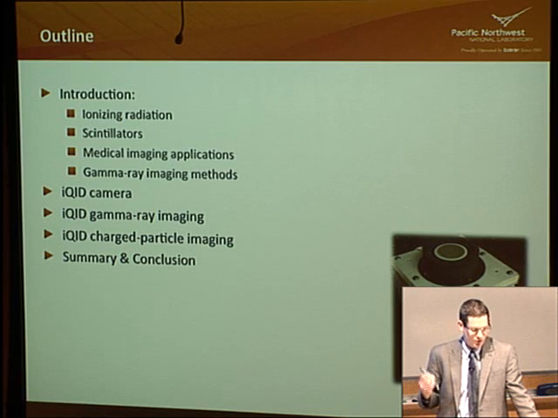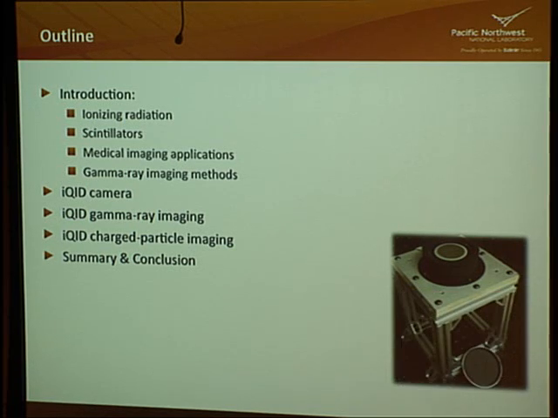So just to give a little bit of introduction before I dig into the meat of the detector, which I call the iQID camera, I'll start off with describing a little bit about ionizing radiation as some background if you're not familiar with that, methods that we can detect that ionizing radiation, some medical imaging applications, and then some of the imaging methods that are possible to image this type of radiation.